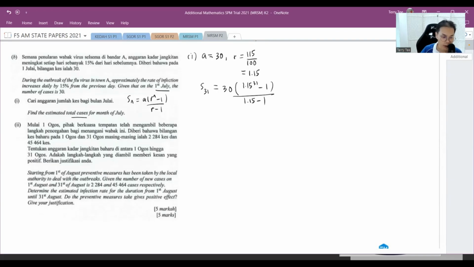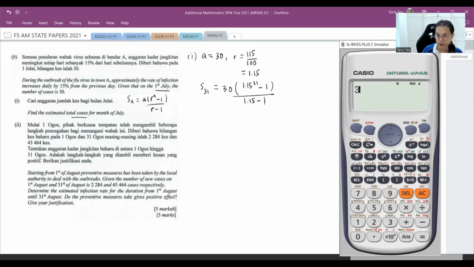Okay, we're going to use a calculator. I'm just going to write 30 over 1.15 minus 1, you can actually just write 0.15. And in the numerator we'll put a bracket, 1.15 power 31 minus 1. My answer is 1502. If you round off, it should be 1502.029.